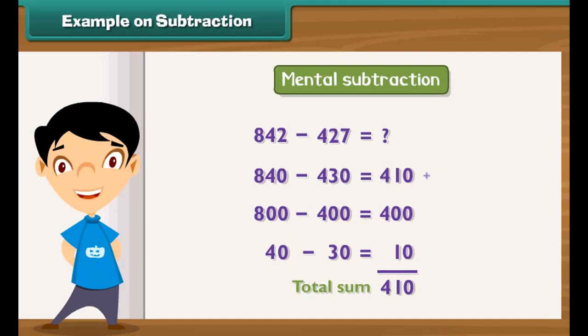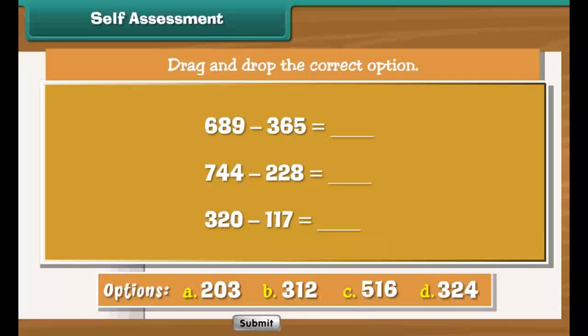But we subtracted an additional 3 when we subtracted 430 instead of 427. So we add 3 to the difference. We left out 2 when we subtracted 430 from 840 and not 842. So we add 2 more to the difference. Thus, the result of subtracting 427 from 842 is 415. Self-assessment. Subtract the second number from the first and choose the correct difference.